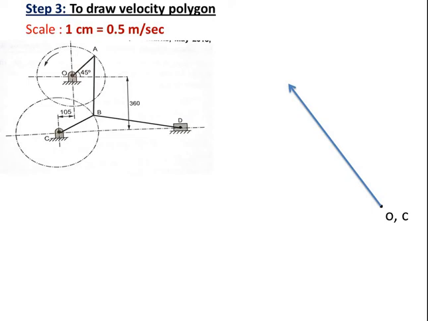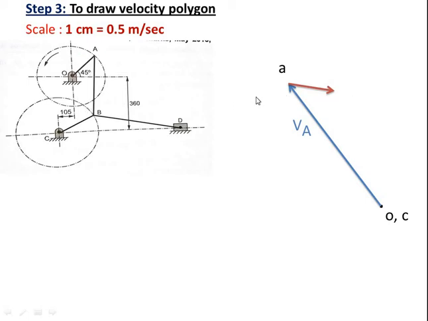Now we have got this point A, and this is the velocity vector for OA. Now we have come up to A. Now we have to go to link AB. So velocity vector of AB will be from A. It should be drawn from point A perpendicular to AB. So perpendicular to AB from A, this is the velocity vector of AB. So here we don't know what is the magnitude. So just draw a line from A perpendicular to AB.